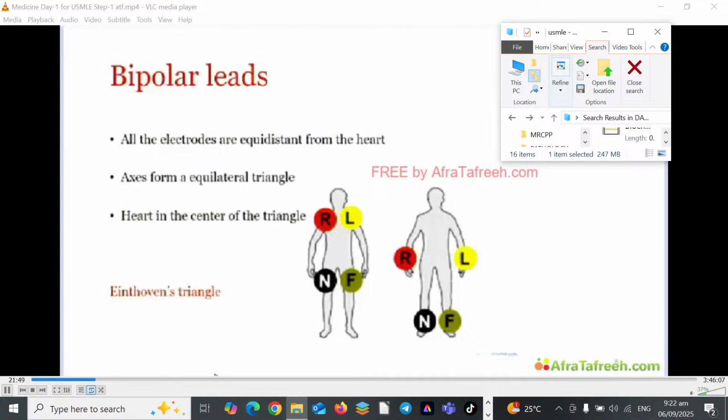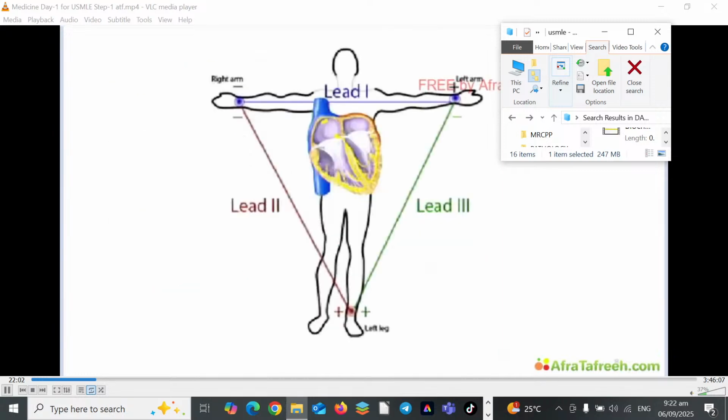When we say image the heart, we are trying to capture its electromagnetic potential. The heart is kept in the center of the triangle and all the axes of the bipolar electrodes are equilateral to it. So this is how it looks. When we have two electrodes, one at the left arm and the other at the right arm, what is generated by these bipolar electrodes is called a lead, which would be your lead 1.